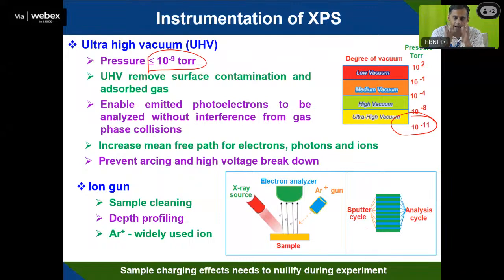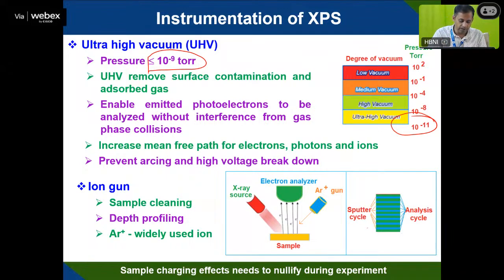If there is no vacuum, the photoelectron can interact with the air inside, or with a gas like argon or something else that may be inside. But if you do the experiment in ultra high vacuum, there will be no interference from the gas or collisions. So it will increase the mean free path of the electrons, photons or ions, and prevent arcing and voltage breakdown. So you have to take a high vacuum, because it removes the contamination and increases the mean free path.